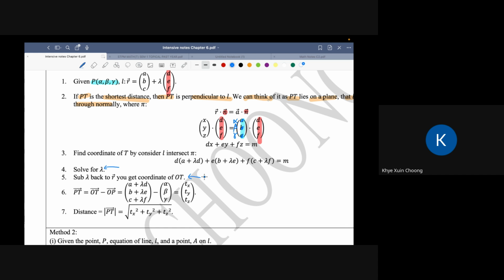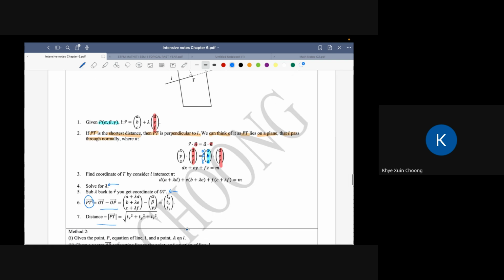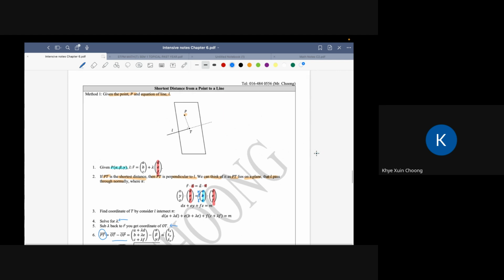After you solve for lambda, what you get is actually the coordinate of OT. When you have the coordinate of OT, you can use the coordinate of OP and you find the vector PT. When you find the vector PT, the distance is just the magnitude of PT. So this is another method.